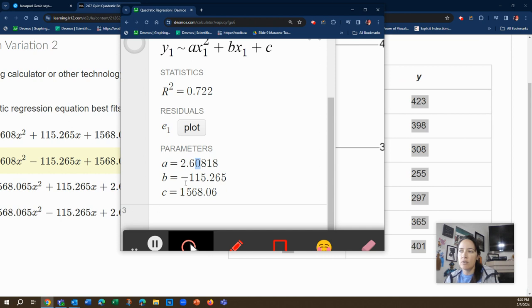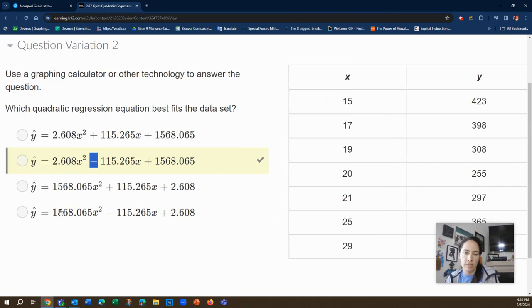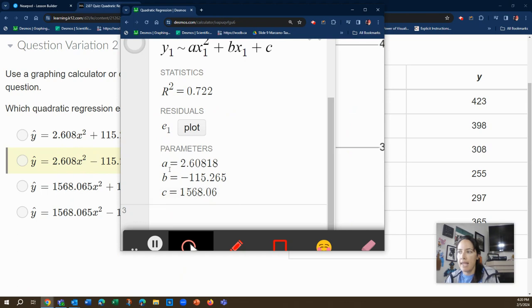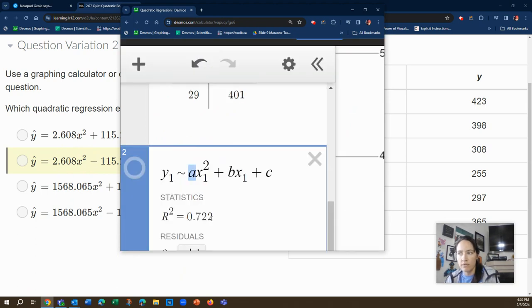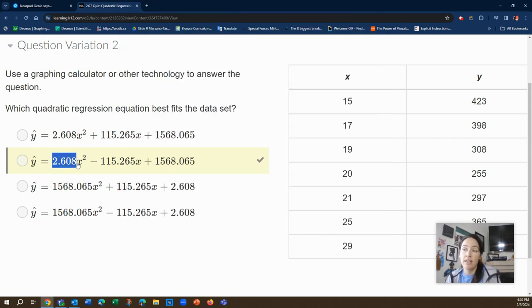So then you just need to scroll over. Let's take a look at B. Well, B is negative. So we know we need a subtraction. Boom, we found it. And now we can check A. A, the coefficient of the quadratic term, the coefficient of the x squared term, basically the number part in front of the x with the little 2.